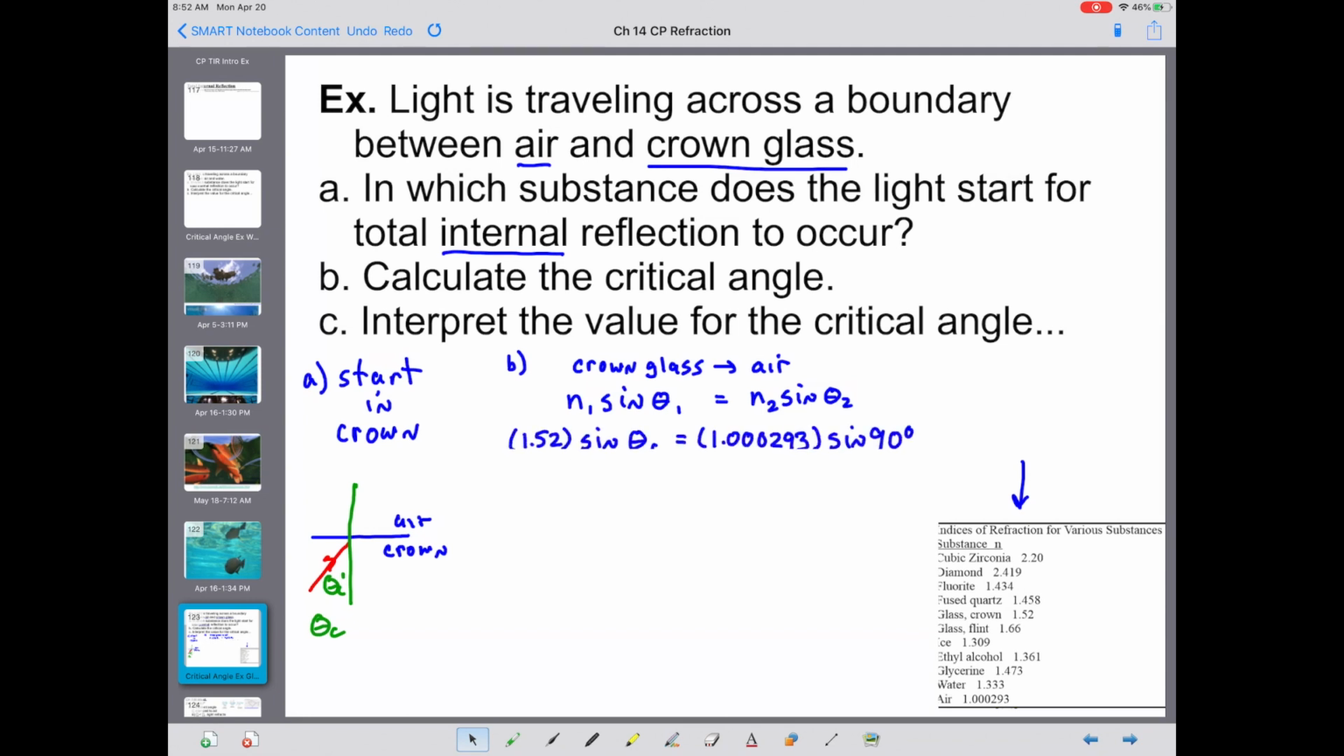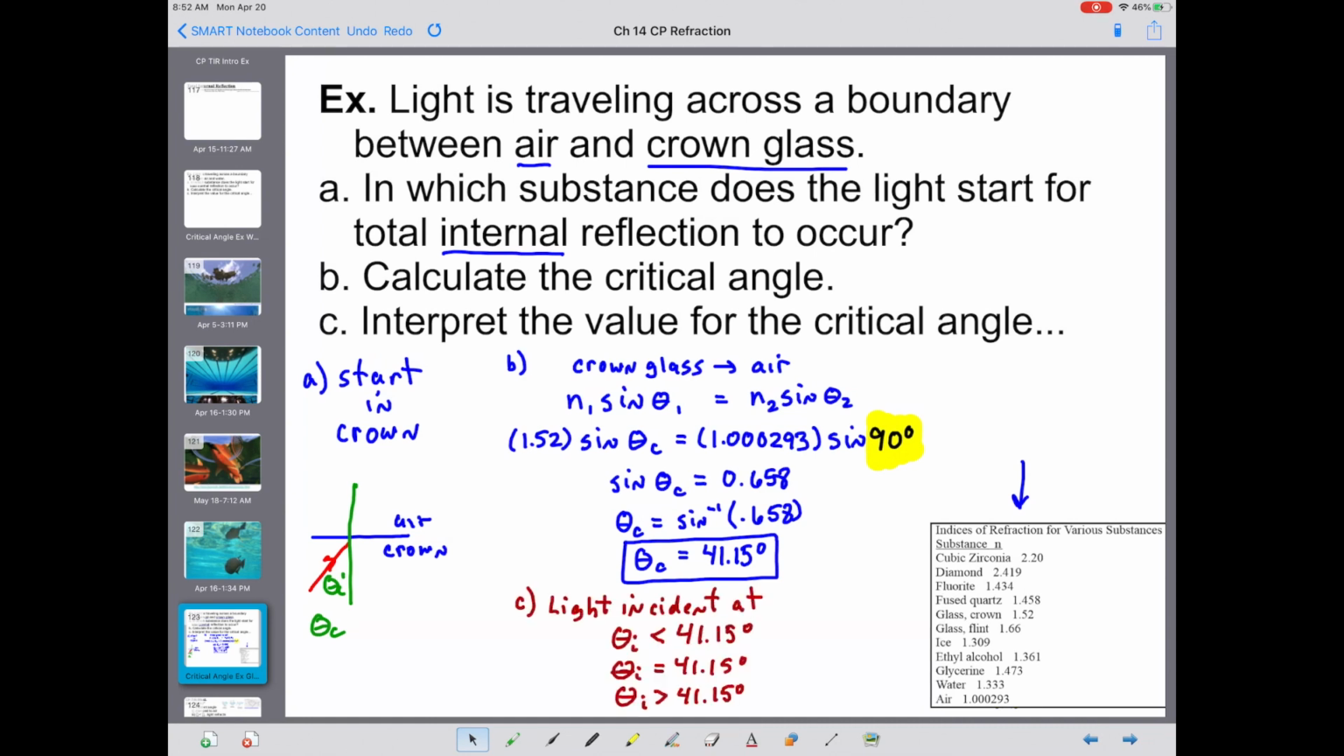Plugging in all the values like we have before, but then when you get to the angle of refraction, remember at the critical angle, that angle of refraction is 90 degrees, so we have to plug in 90 degrees there. Solving down, we get sine theta c equals 0.658. Remember, you have to then take a sine inverse to be able to find that angle. And then we get the critical angle for crown glass is 41.15 degrees.